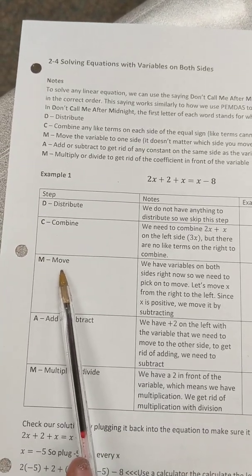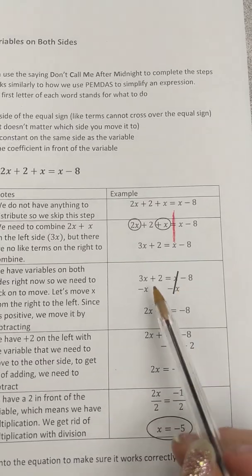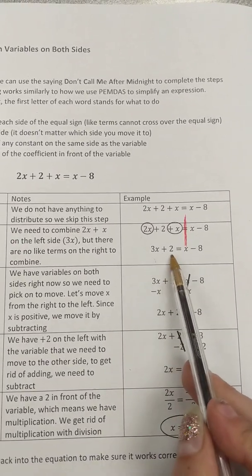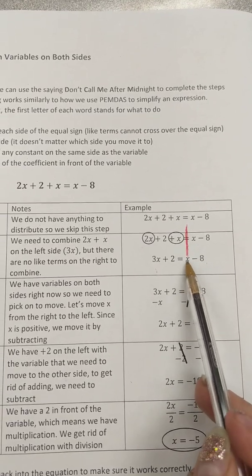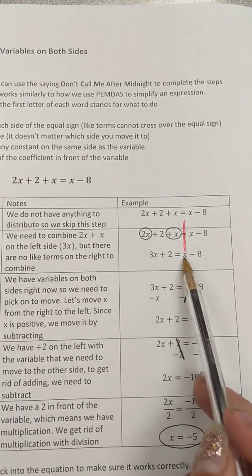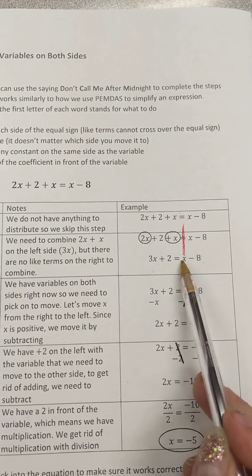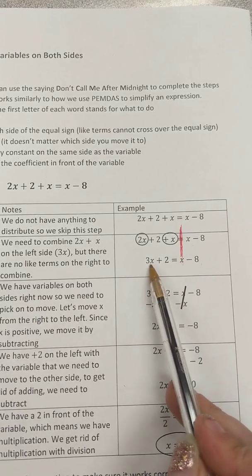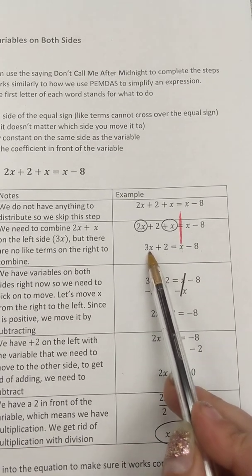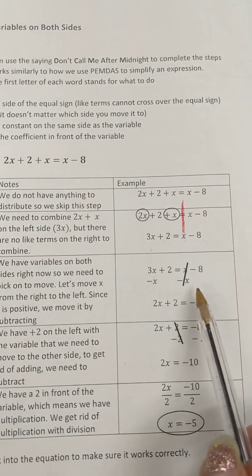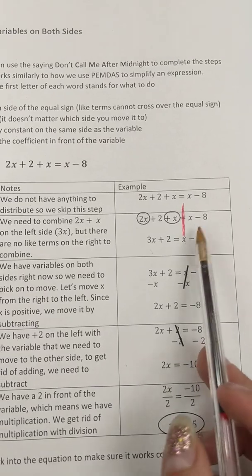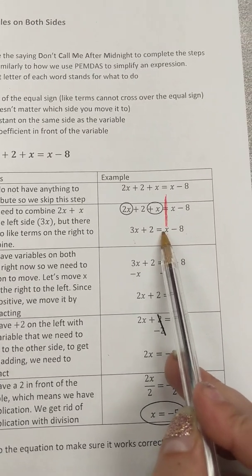M stands for move. So if we look at our equation, 3x plus 2 equals x minus 8. Move the variable to one side. So right now we have variables on both sides. We're going to move one of them to the other side. So let's move this x over to the other side. We move by adding or subtracting. That's all we can do, is either add or subtract. Never multiply or divide. So when I look at this x, see how it's positive?